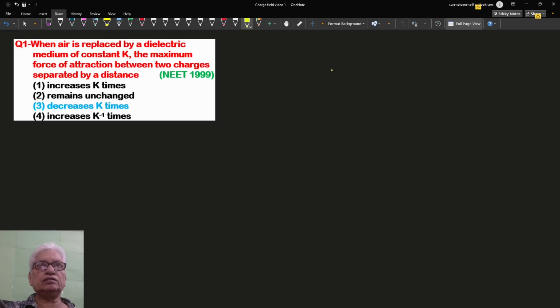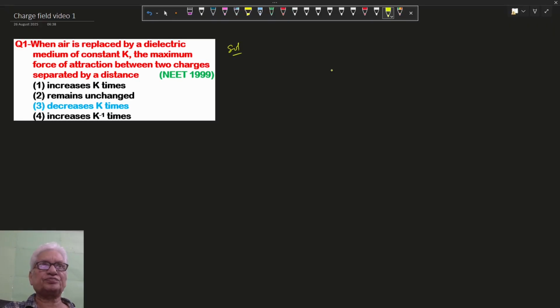In this question, we discuss there are two charges, say Q1 and Q2, at a separation distance of r. Then if the medium is air, the force between the charges in air is written as 1 upon 4 pi epsilon naught.